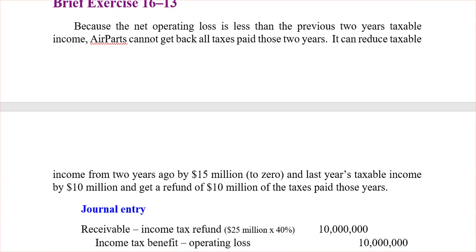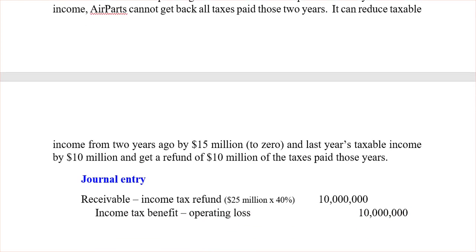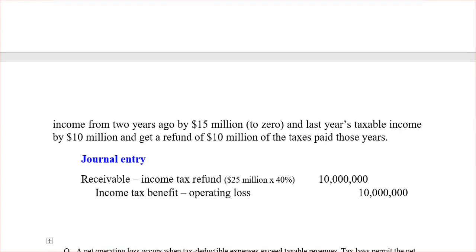So what they do is they take the 25 times 40, and as we talked about in class, they record that as a receivable. Instead of income tax expense, it's income tax benefit. And so on the financials, you would show that as reducing the loss.